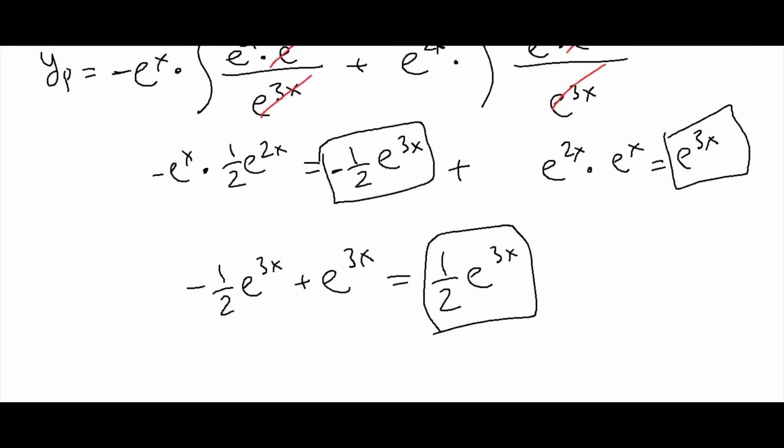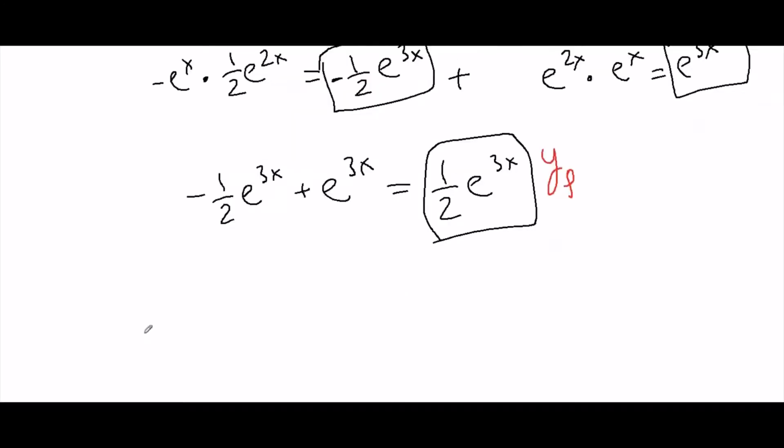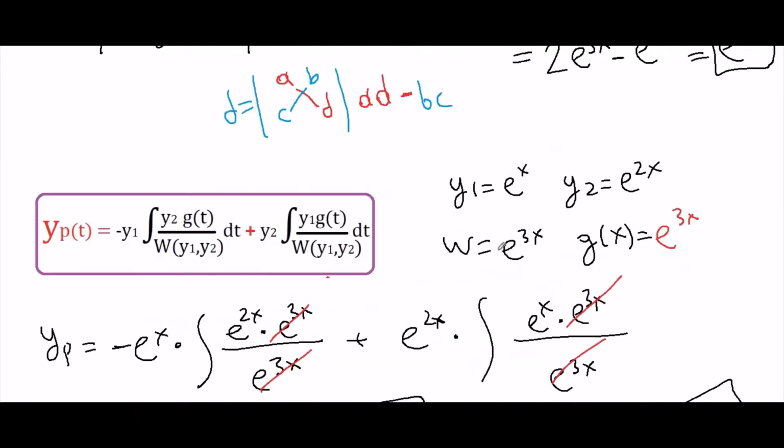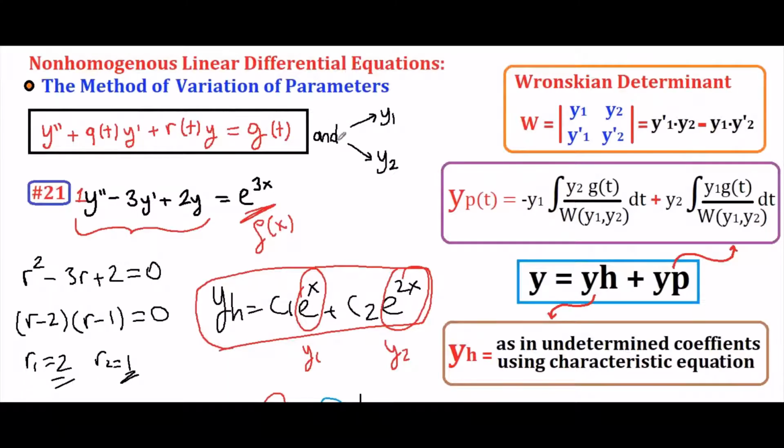Now everything is ready. This is our y particular. So y general is equal to y homogeneous plus y particular. Our y general is c1 e to the x plus c2 e to the 2x plus 1/2 e to the 3x. So this is the solution for the given differential equation using variation of parameters.